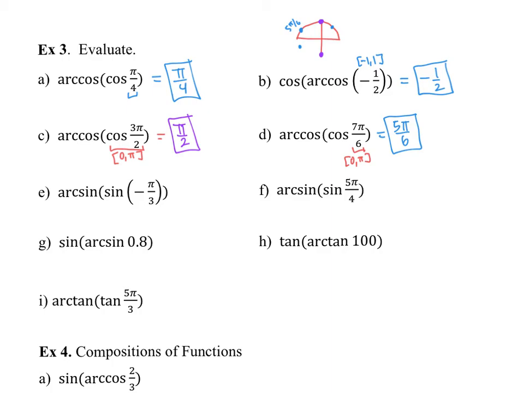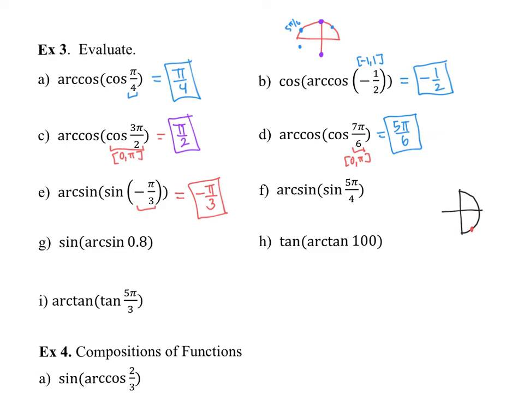Okay, E and F and G have to do with arc sine. So I'm going to think about the domain and range of arc sine. It's negative pi over 2 to pi over 2, and the domain's negative 1 to 1. Okay, so let me see. If I do the arc sine of the sine of negative pi over 3, is negative pi over 3 in the correct location? Yeah, that's between negative pi over 2 and pi over 2. So these will cancel, and it will go straight to negative pi over 3.